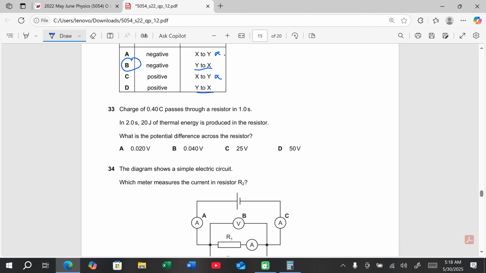The charge of 0.4 coulomb passes through the resistor in 1 second. In 2 seconds, 20 joules of thermal energy is produced in the resistor. What is the potential difference across the resistor? First of all, I'll calculate Q = IT. 0.4 is the charge, 1 is the time, so it's 0.4 amperes.